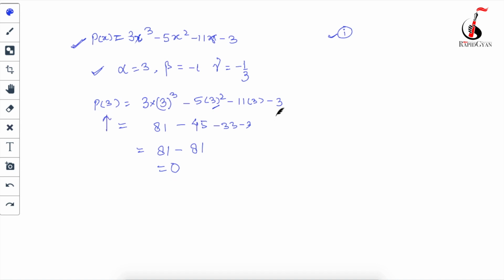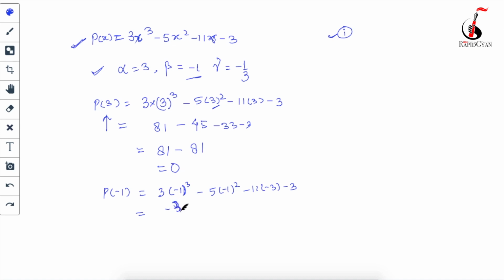Okay, so now let's put the value minus 1. So you will have to find the value of p(minus 1). So p(minus 1) will be equal to 3 in bracket minus 1 cube minus 5 in bracket minus 1 square minus 11 in bracket minus 1 and minus 3. So let's solve this. So minus 1 cube will be minus 1. So 3 times minus 1 will be minus 3.